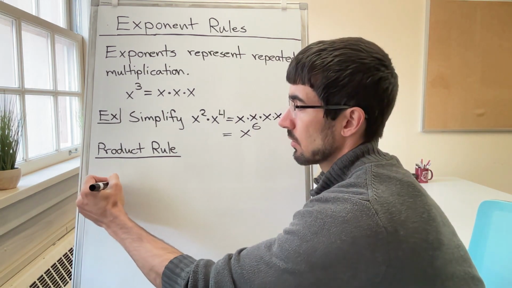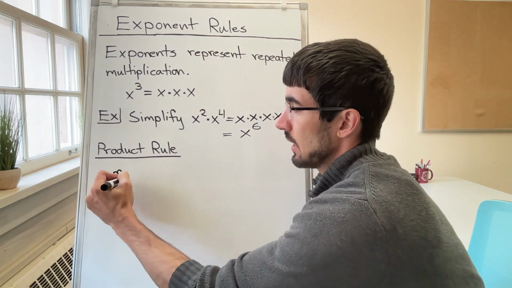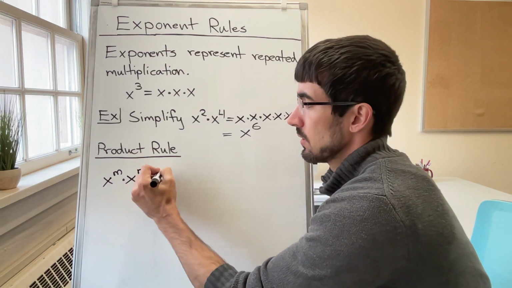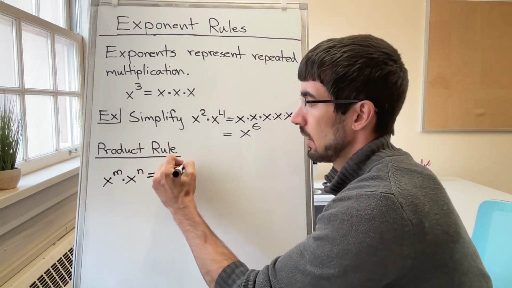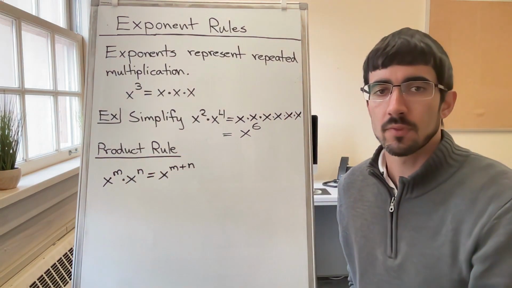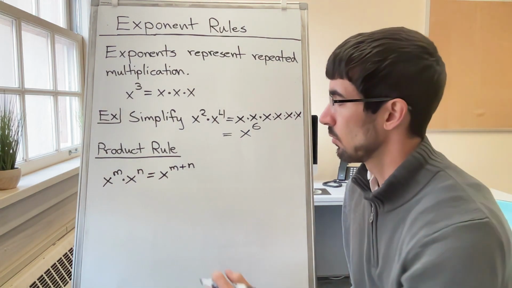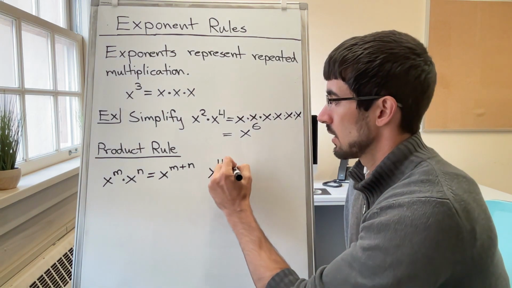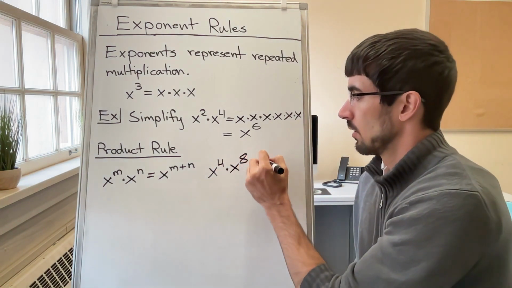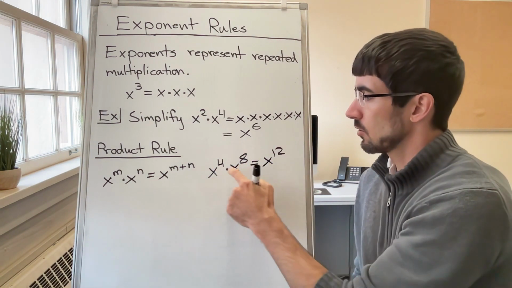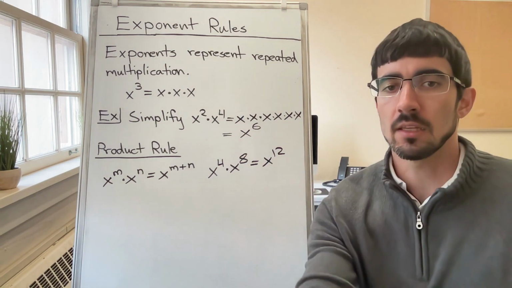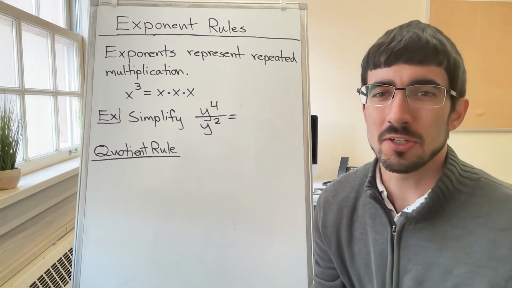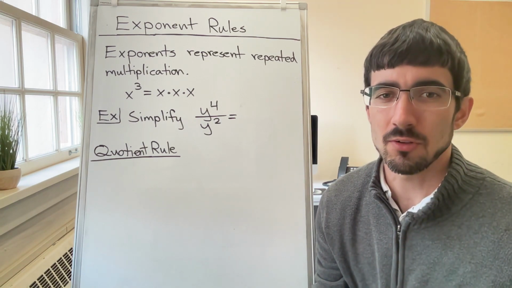In general, the product rule says this: x to the m times x to the n equals x to the m plus n. Let me show just one more example. X to the fourth times x to the eighth will equal x to the 12th just by adding the exponents together. Now let's think about a quotient involving exponential terms.